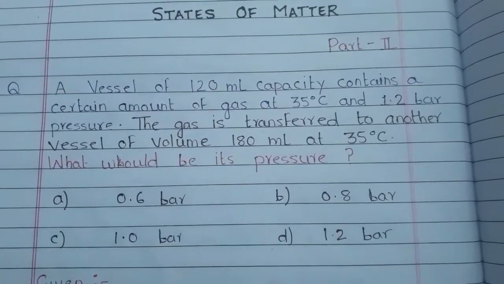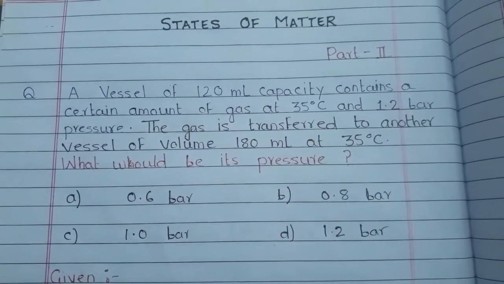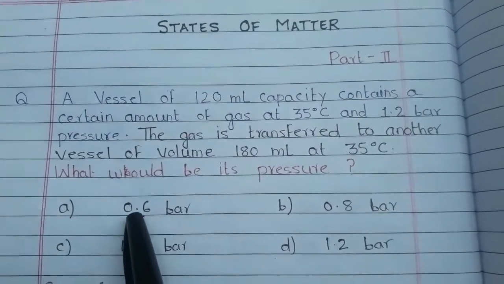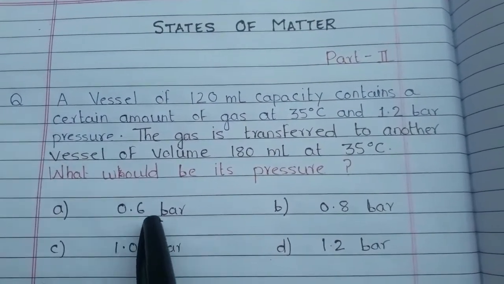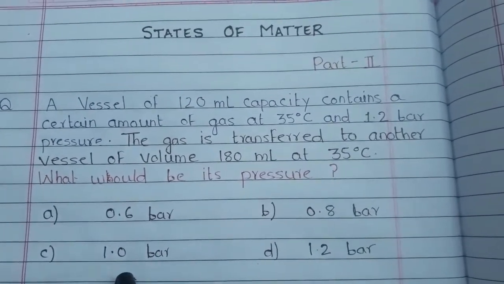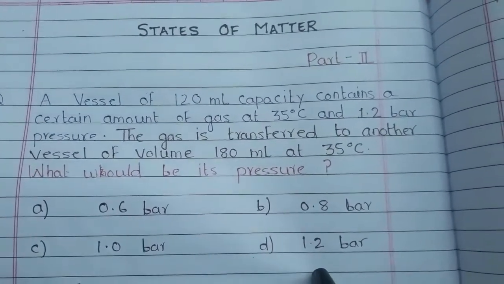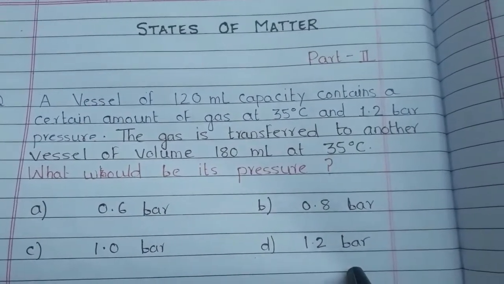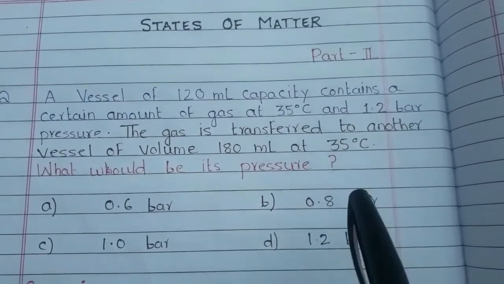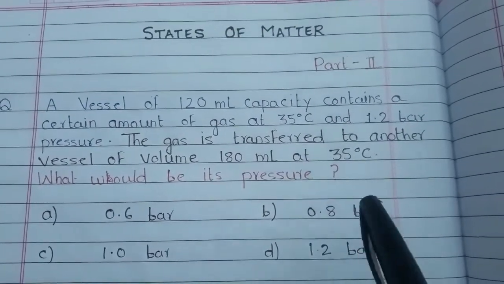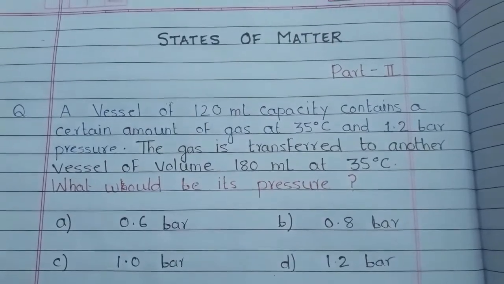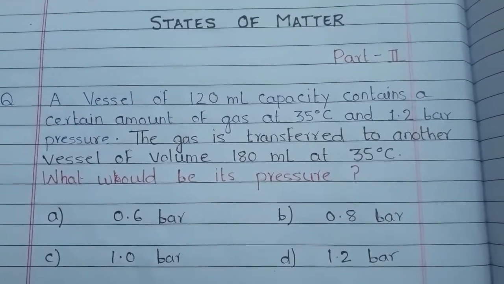इस क्वेश्चन के साथ हमें यहाँ पे 4 ऑप्शन दिए हैं। First option is 0.6 bar, second option is 0.8 bar, the third option is 1.0 bar, and the last option is 1.2 bar. So out of these 4 options, we have to select the correct option, which is the correct answer of this question too. So let's see how we can find out the answer of such question.